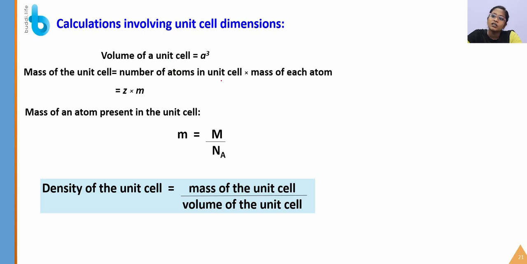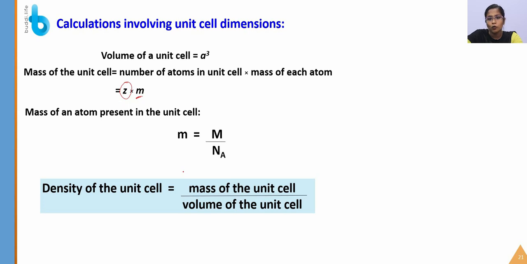of each atom. The number of atoms in the unit cell is represented by Z, and the mass of each atom is represented by m. Okay, so the mass of an atom m can also be calculated by the formula molar mass by Avogadro number. Okay, so we know about the mass of the unit cell, and then we know about the volume of the unit cell.